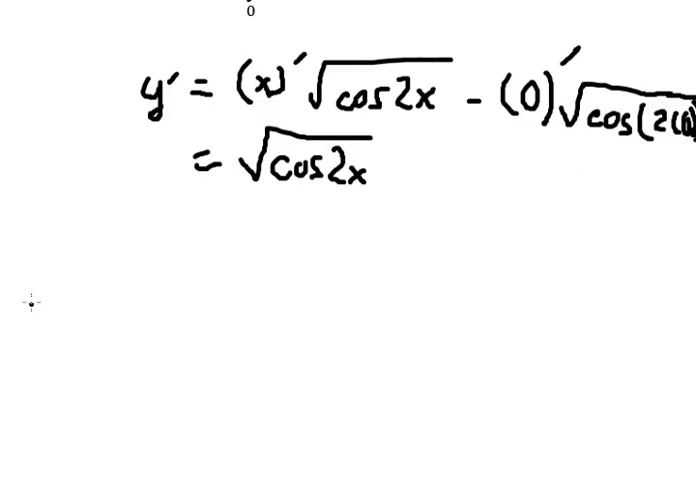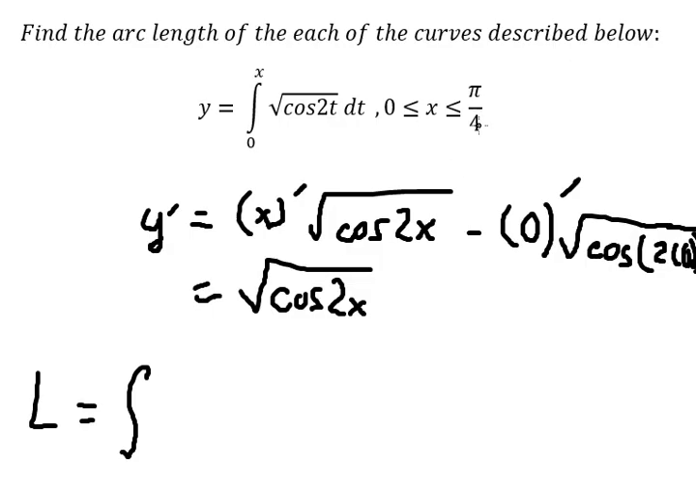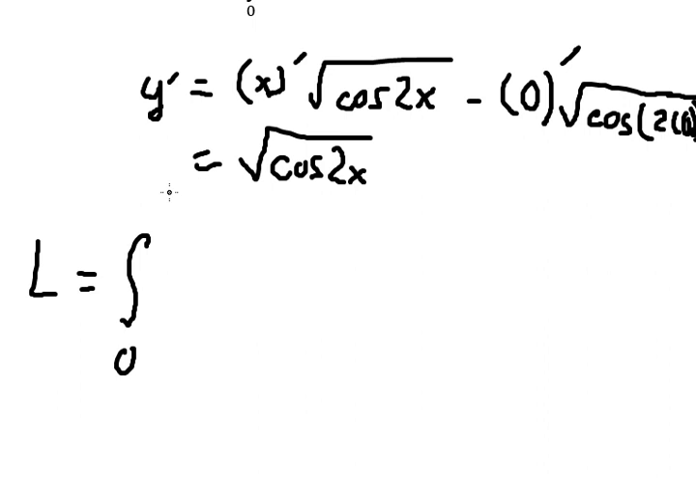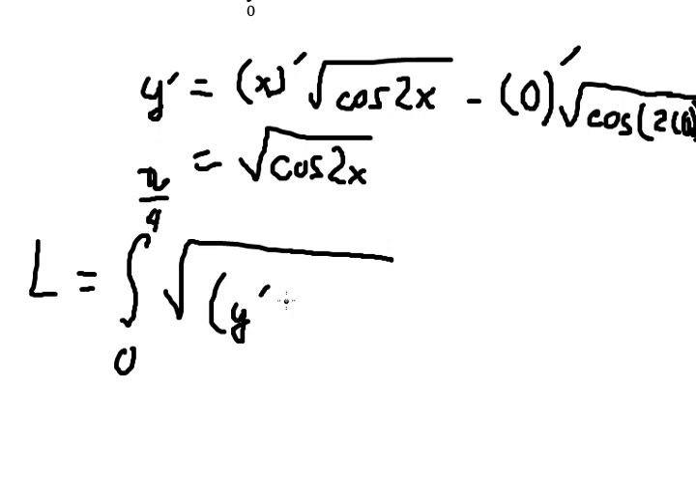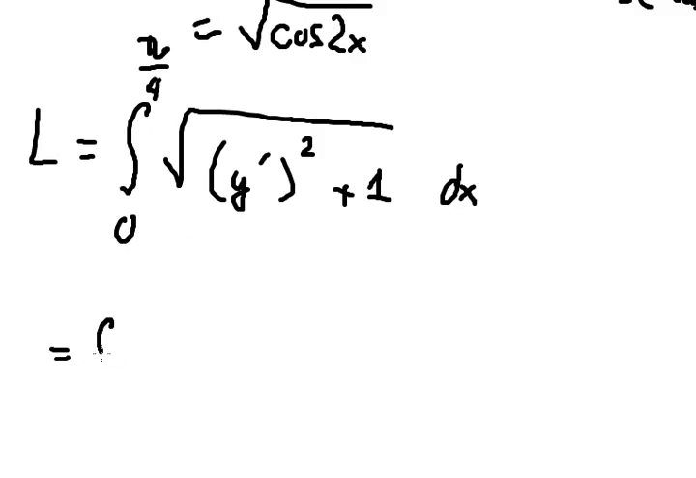Now we can apply the formula in here. The integration from 0 to pi over 4, and we have the square root, and we have first the derivative of y to the power of 2 plus 1, and we have the ds. Next, we have the integration from 0 to pi over 4.